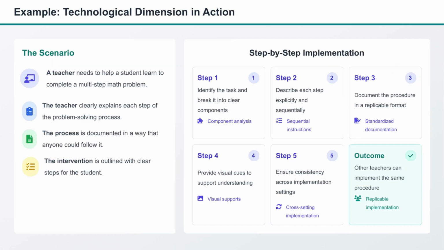Now, let's apply the technological dimension. Suppose we're teaching a student how to complete a multi-step math problem. The process is clearly documented with detailed steps that anyone could follow. This ensures that the intervention is replicable by other teachers or therapists, making the procedures consistent across settings.